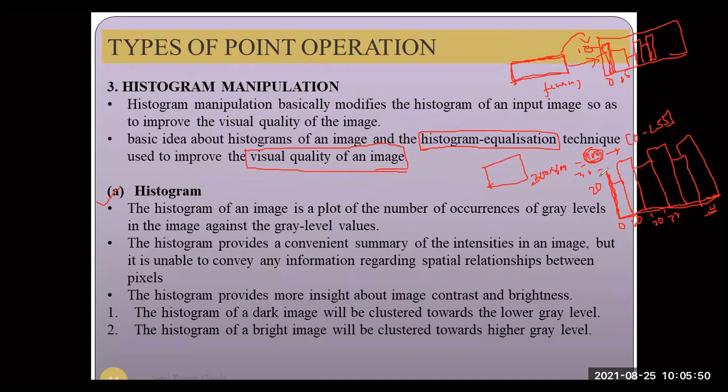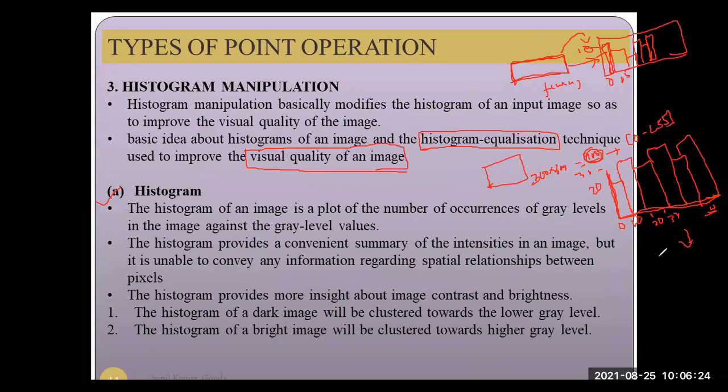And remember this one: the histogram provides a convenient summary of the intensity of the image. So we can clearly understand from this histogram how the intensity levels of the image can be studied. If you want to study the intensity level of the image, that means what the range is and what the maximum number of pixels belonging to a particular intensity level is, we can easily analyze it from this graph.